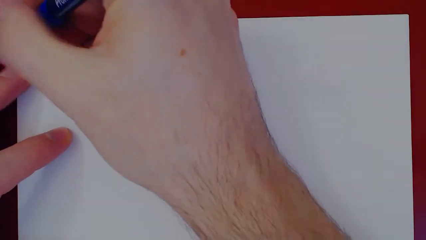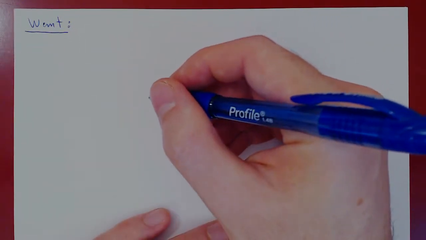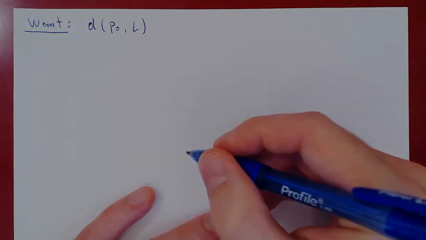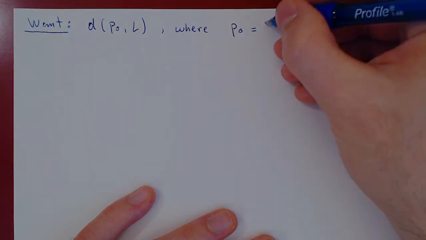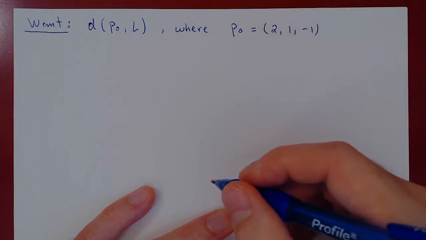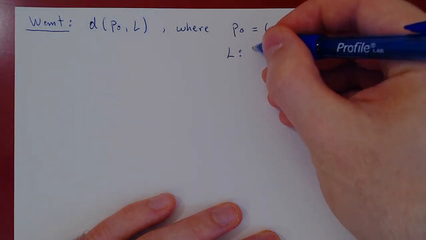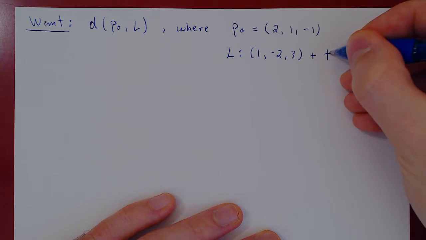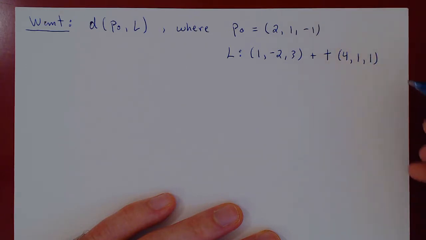So here's what we want to find, the question. We will take a point P0 and a line L, and we want the distance between this point and the line. Where? Well, what is the point? What is the line? The point P0, or P naught, will take to have coordinates 2, 1, negative 1. And the line will be given in vector form 1, negative 2, 3. This is the point, our anchor point, plus t times, this is now our directional vector, 4, 1, 1.